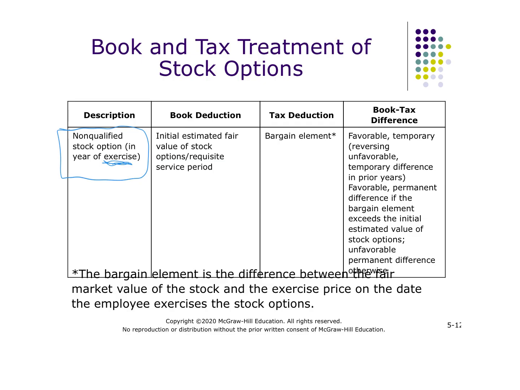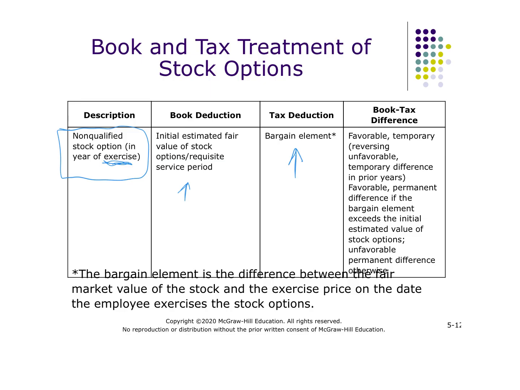So in the year that the employee decides to buy the stock, there is a book deduction of the initial estimated fair value of the stock options. And the tax deduction is this bargain element. The bargain element is the difference between the fair market value of the stock and the exercise price on the date the employee exercises the stock option. We're going to do an example in the next slide, and hopefully that'll help.